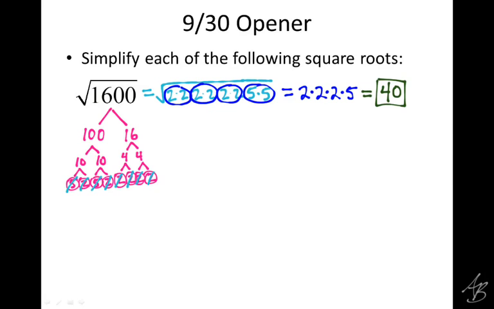Okay, so actually 256 was also a perfect square on the last one because when we factor it and we circle our pairs, everything gets circled. So we don't have a square root left. So the square root of 1,600 is the same thing as 40 squared.